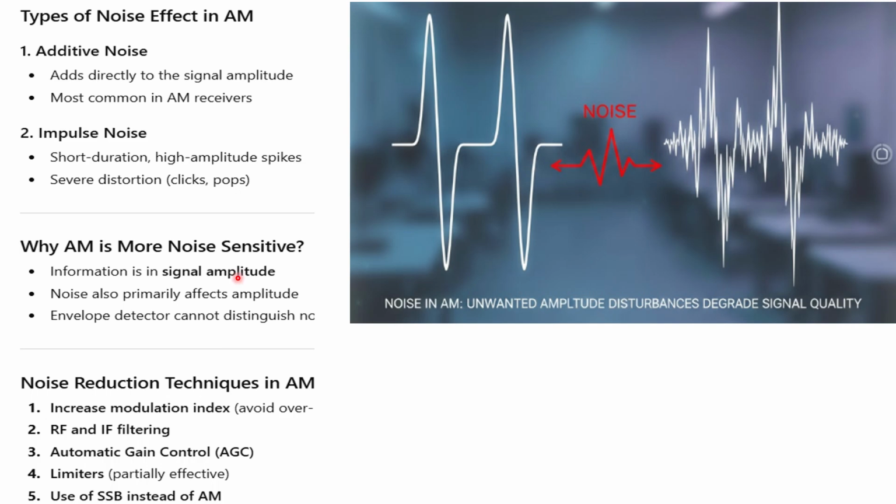Why is AM more noise sensitive? Of course, amplitude modulation is the most affected by noise. What is the reason behind it? Because of the amplitude, right? The information is in the signal amplitude. If the information is in frequency, then it may not be that much of a problem. Noise also primarily affects amplitude. That is why the envelope detector cannot distinguish whether it is the message or the noise. So that is the problem, right?